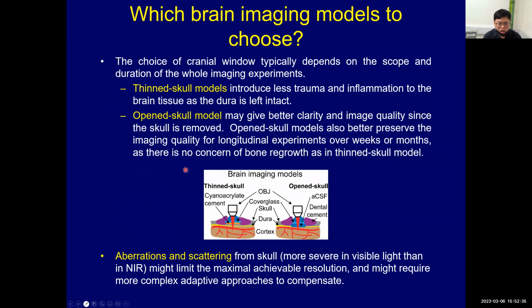There are two main models used for imaging the mouse brain: the thin skull and the open skull. As you can expect, the thin skull is preferred for some applications because it doesn't break through the dura. Whereas the open skull generally gives you better clarity, but because you remove the skull, it may affect the physiological insight.